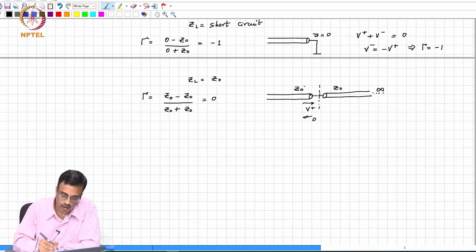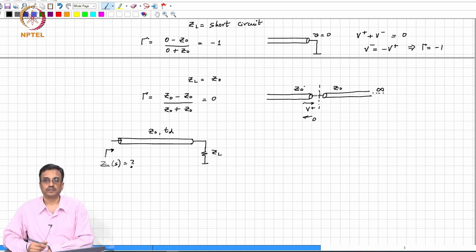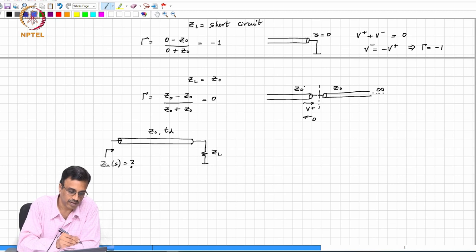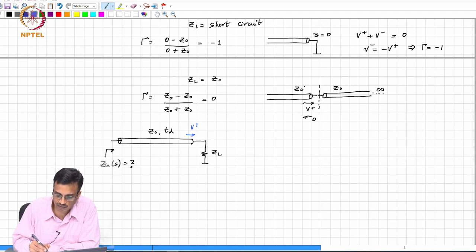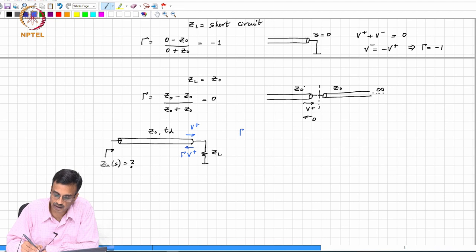Now, if you have a transmission line with a time delay TD, and a characteristic impedance Z naught, and it's terminated by an arbitrary impedance ZL, the question is, what is the looking-in impedance here? And to do that, we just use the techniques that we have developed just now. So, let us assume that this is V plus. This, as we just discussed, is gamma times V plus, where gamma is ZL minus Z naught by ZL plus Z naught. Let me write that down here.